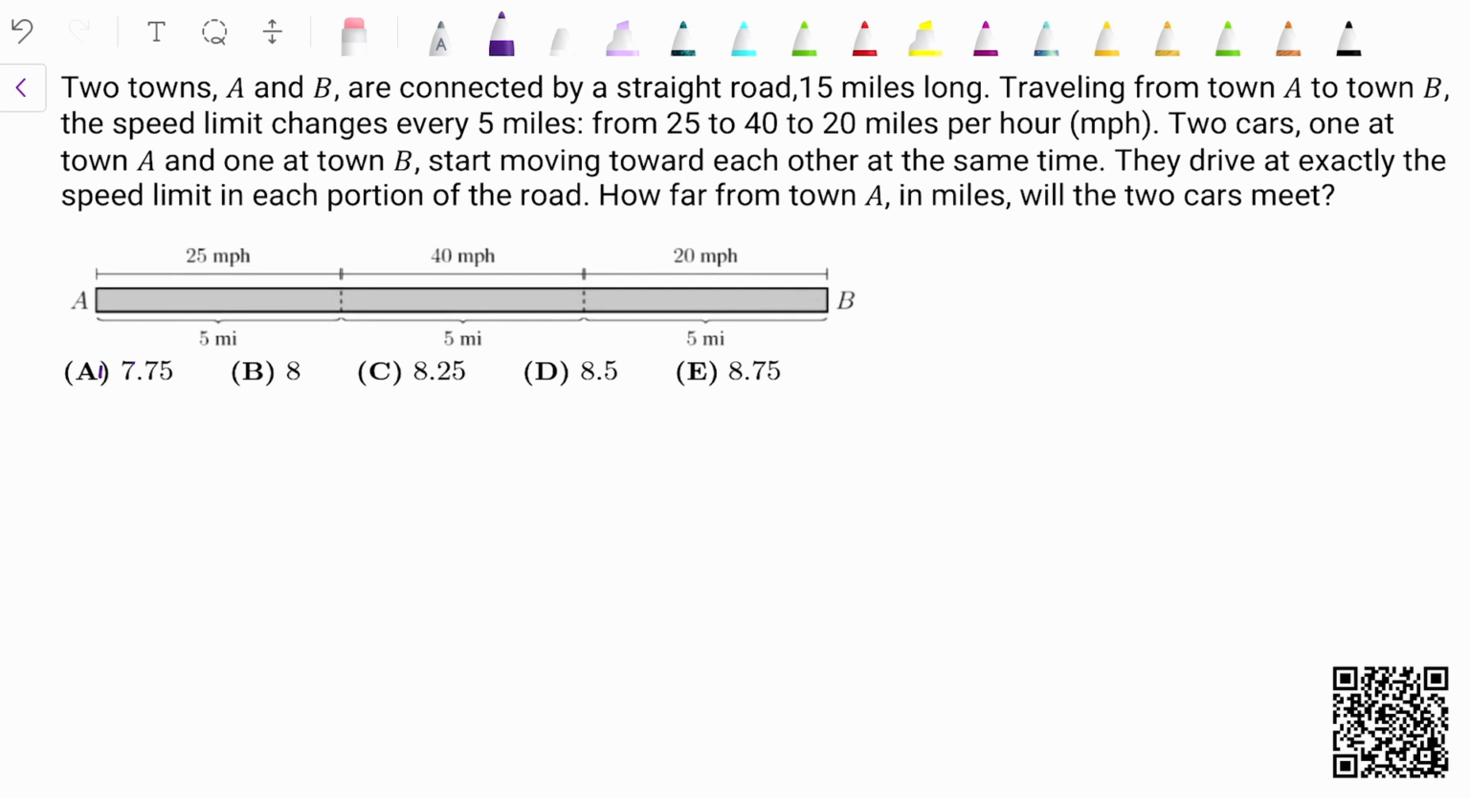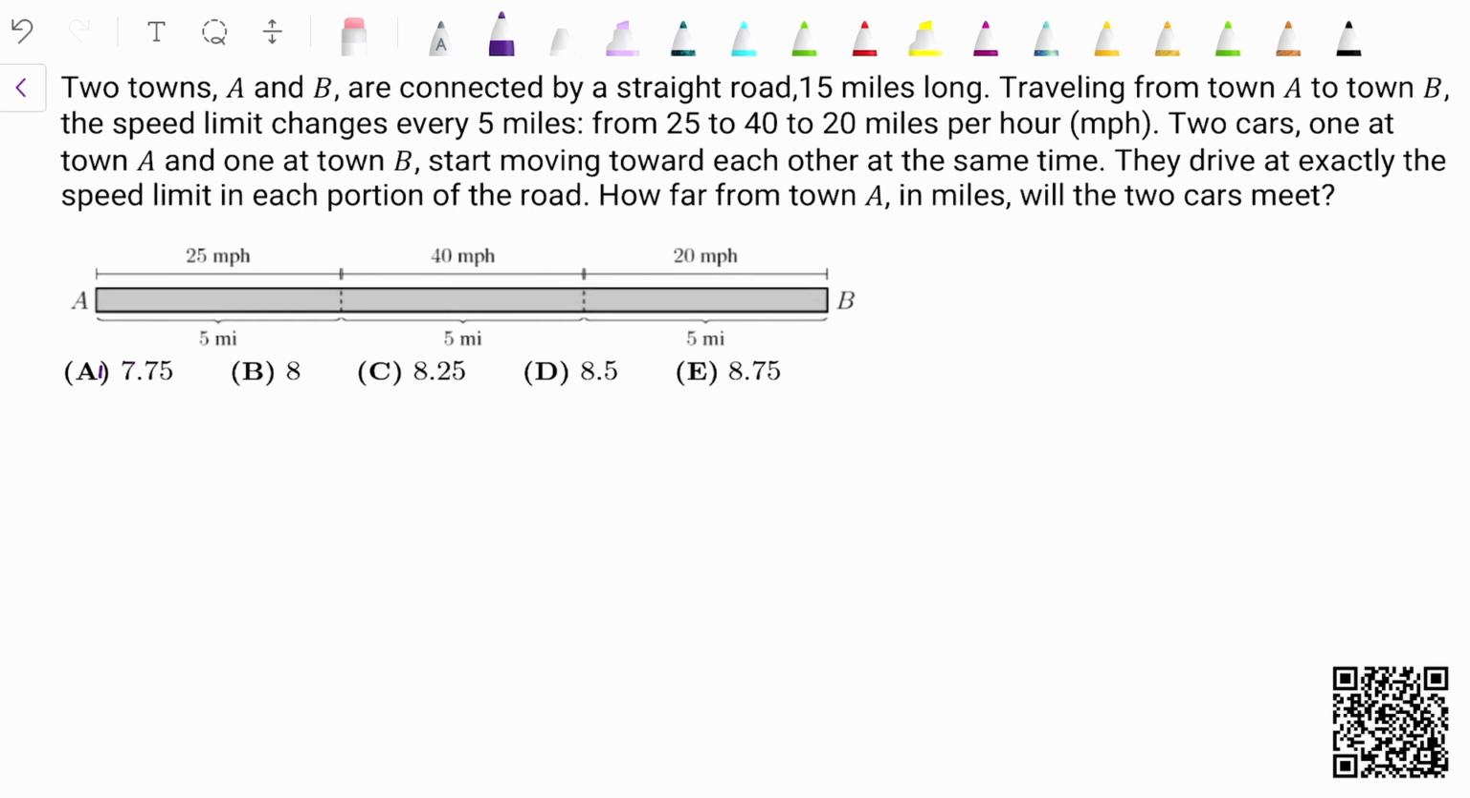Two towns A and B are connected by a straight road 15 miles long. Traveling from town A to town B, the speed limit changes every 5 miles, from 25 to 40 to 20 miles per hour. Two cars, one at town A and one at town B, start moving towards each other at the same time. They drive at exactly the speed limit in each portion of the road. How far from town A in miles will the two cars meet?